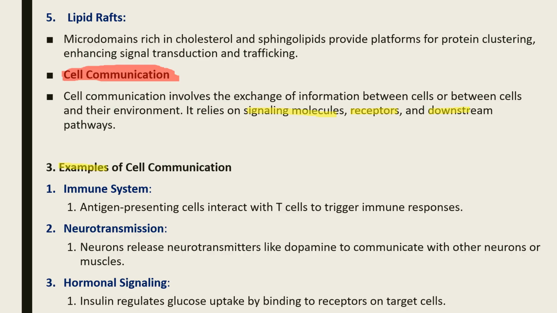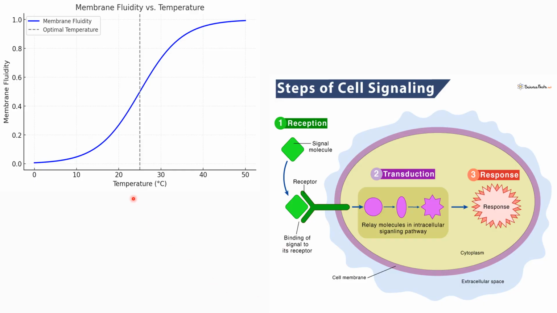Examples of cell communication. The first one is the immune system. Antigen presenting cells interact with T cells to trigger immune responses. Neurotransmission. Neurons release neurotransmitters like dopamine to communicate with other neurons or muscles. The third one is hormonal signaling. Insulin regulates glucose uptake by binding to receptors on target cells. Membrane fluidity versus temperature. It shows that the higher the temperature, the higher the membrane fluidity will be.